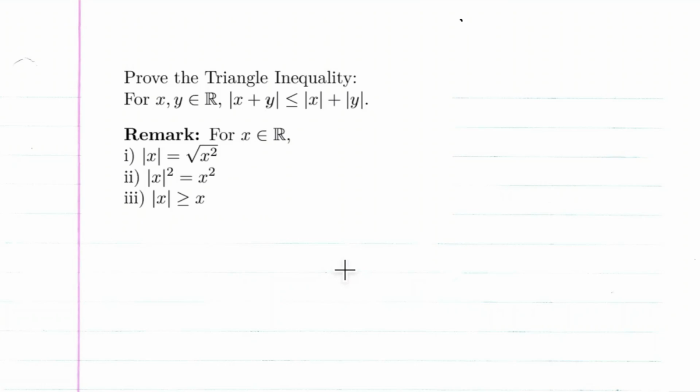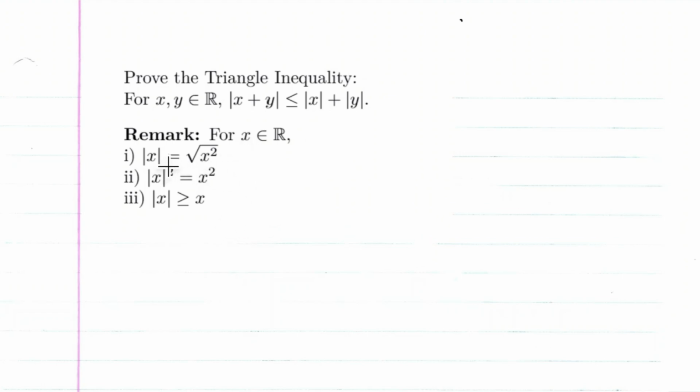Okay, so today we're going to prove the triangle inequality theorem, which states that for any x and y contained in the real numbers, the absolute value of x plus y is less than or equal to the absolute value of x plus the absolute value of y. And in order to prove this, I'm going to use three properties of real numbers with absolute value.